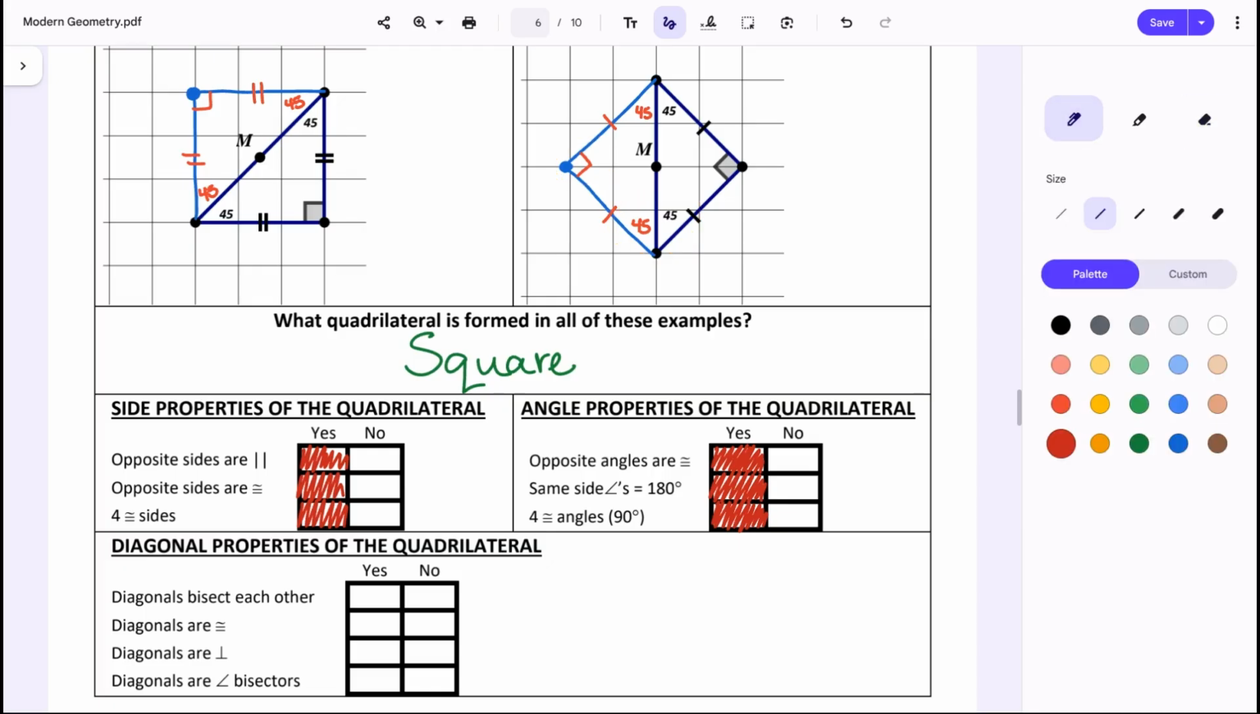Now let's focus on the diagonals. So again, you already have one diagonal drawn in on each of these shapes up above. I'm just going to add in the second one now.